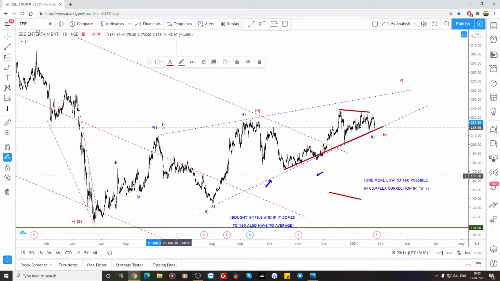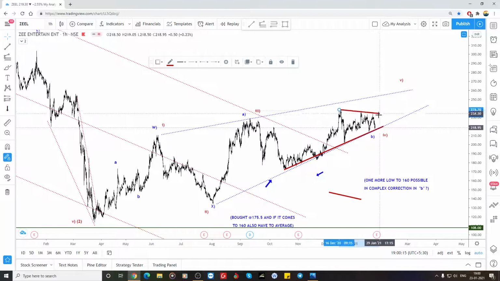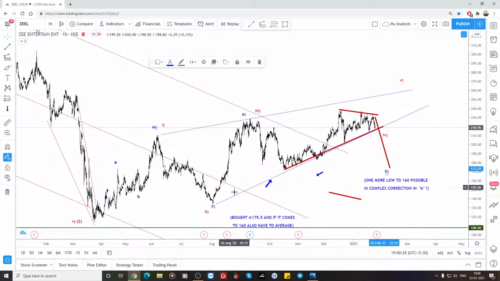So whether it is an A, or that A, B, C, D, E, sometimes if it is a B wave triangle, it can come to the downside. So I'm looking at Sun TV also, it may come down. So in that case it could be like this also, but it doesn't need to break this low. So in that case this is A, this is a B, and C can come to this zone to break this low of 175.